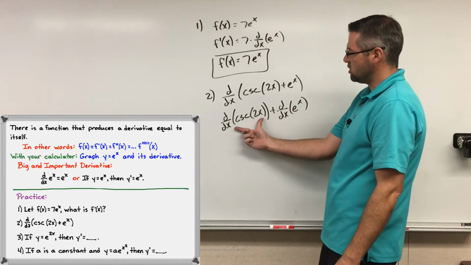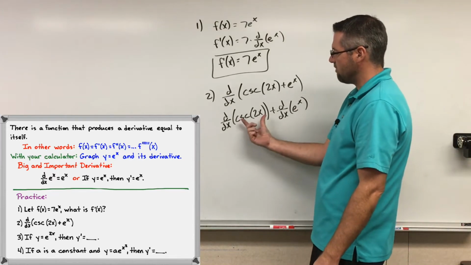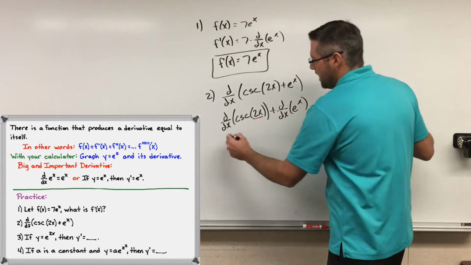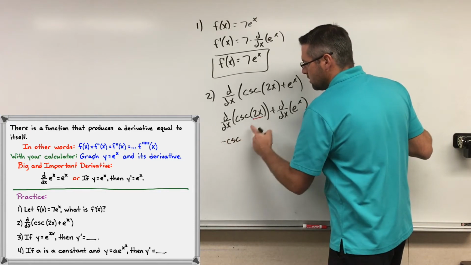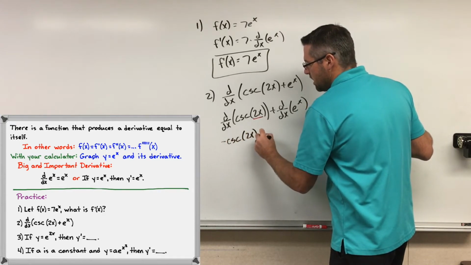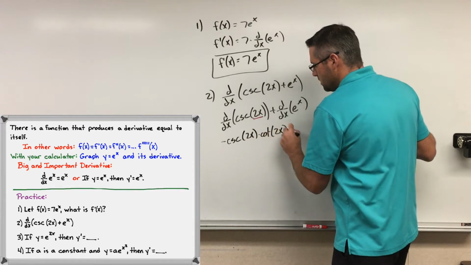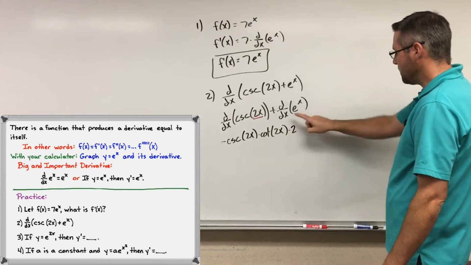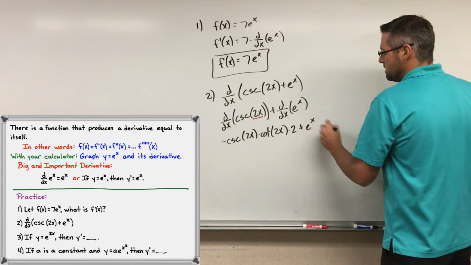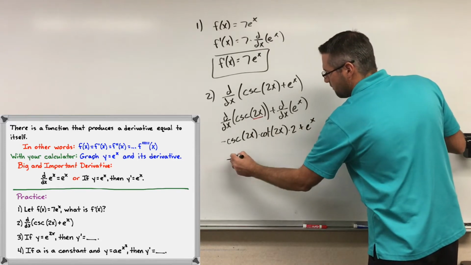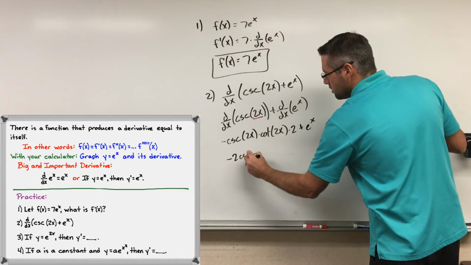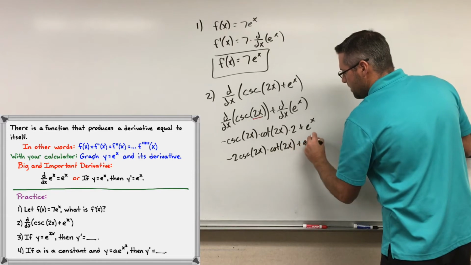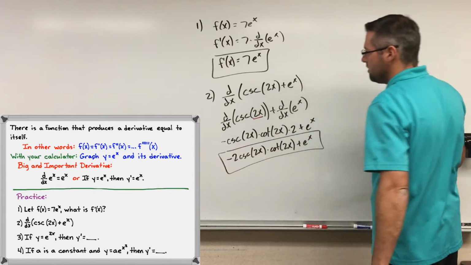Notice here I've got a chain rule because I have a function inside of a function. I have a composition. So what's the derivative of cosecant? That is negative cosecant of the argument times cotangent of the argument, and then times the derivative of the inside, which is 2. And then we add to that the derivative of e to the x, which is e to the x. We could simplify this a little bit by moving that 2 out front, but not much more. All right, so that is my derivative there, okay?